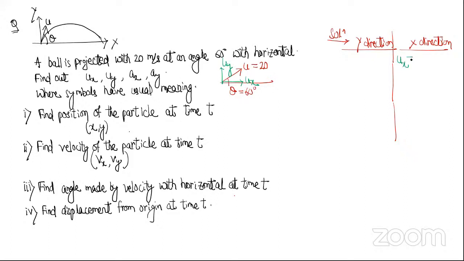How much will ux be? 10. So it will be u cos theta, 20 cos 60, that is 10 meter per second. How much will uy be? It is u sin 60. That is 10 root 3. U means 20, so it is 20 sin 60. I hope all of you got this.